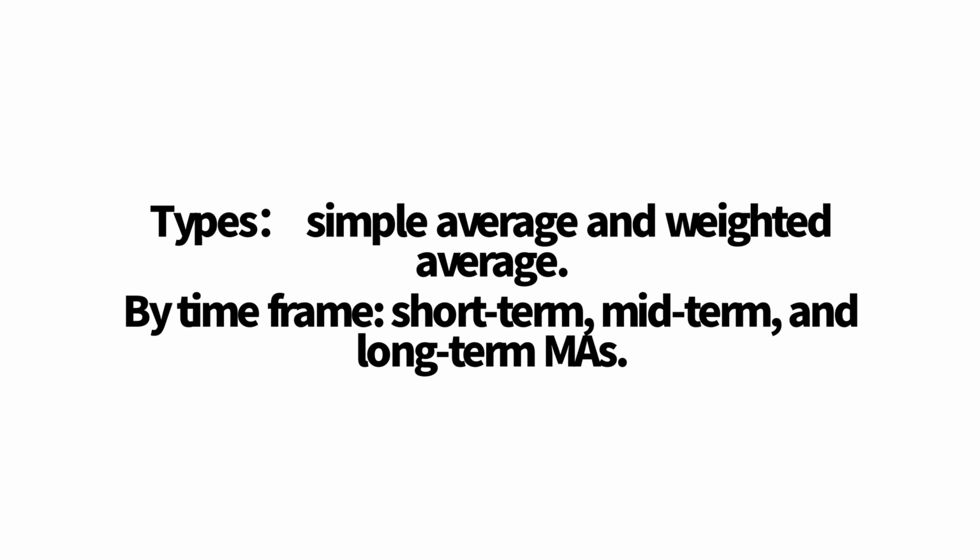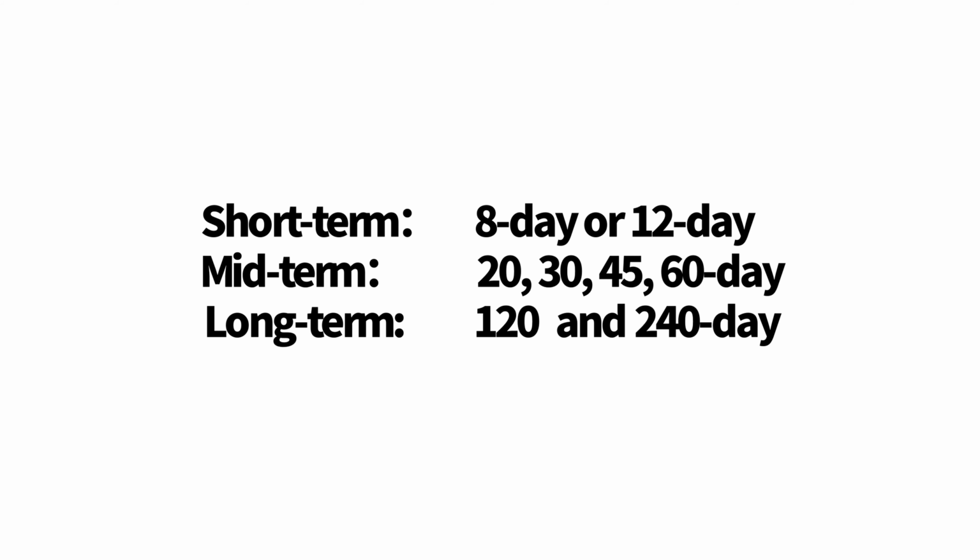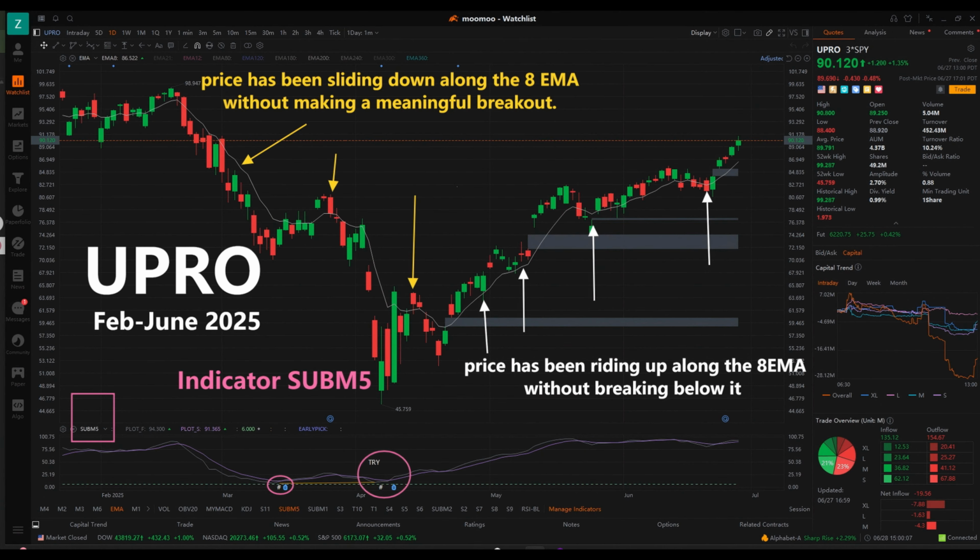Now let's talk types. There are two main ways to calculate them: simple average and weighted average. We'll stick to the simple method for now. By time frame, we've got short-term, mid-term, and long-term. Short-term, think 8-day or 12-day. Those two are my bread and butter for swing trades, as long as the stock stays above the 8-day line.